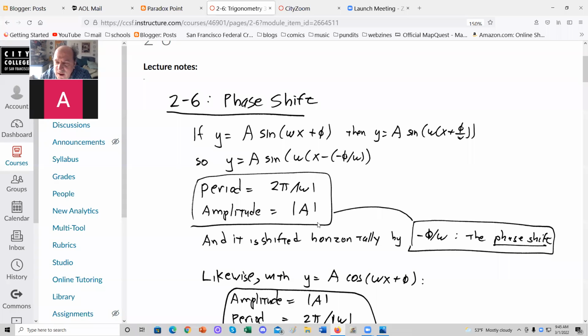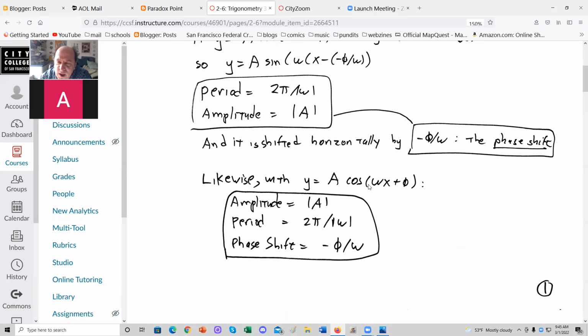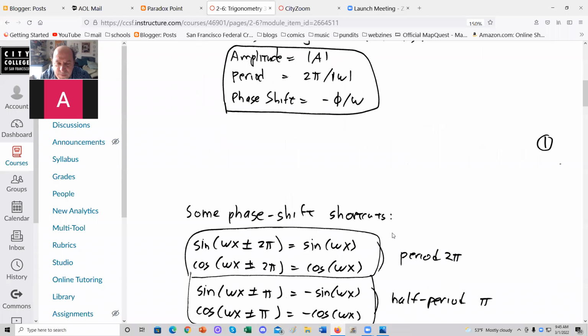Amplitude is the absolute value of A, and it is shifted horizontally left or right by the phase shift, minus phi over omega. And similarly, if you have y equals A cosine(omega x plus phi), you have the same thing. Amplitude is the absolute value of A, period is 2 pi over the absolute value of omega, and the phase shift is minus phi over omega. However, for the sine, minus phi over omega is a phase shift from the sine function. For a cosine, it's a phase shift from the cosine function. So for the sine, you'd be moving the first 0 left or right. And for cosine, you're moving the first peak left or right.